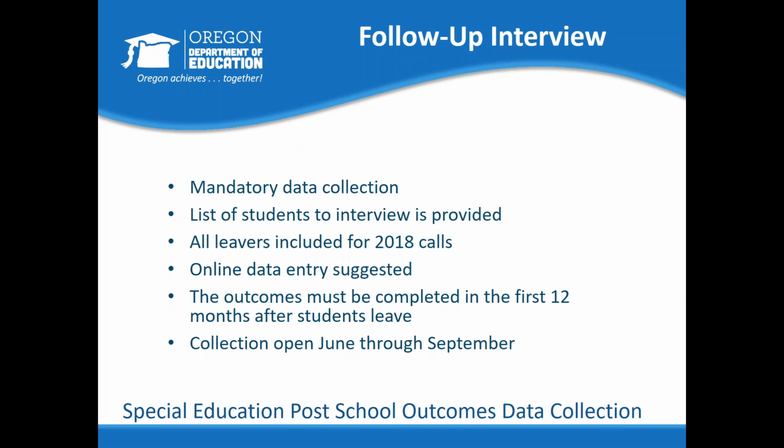The outcomes that we talk about with students when we're making that phone call need to be in that 12 months after leaving school. So if you end up having a student on your list that's been out for 2 years and you're calling them, just remember the outcomes need to be in that first year. And remember that the collection opens in June and it closes in September.